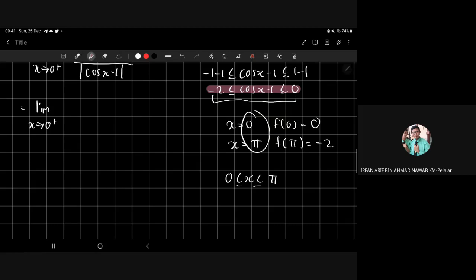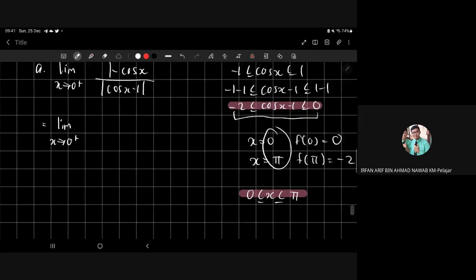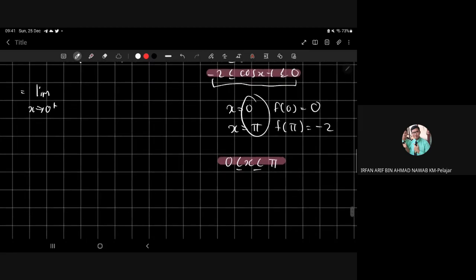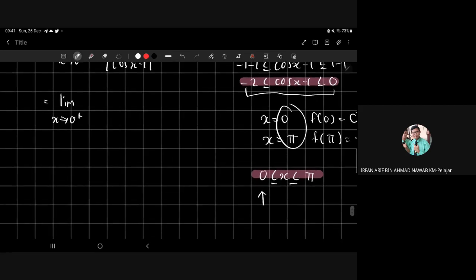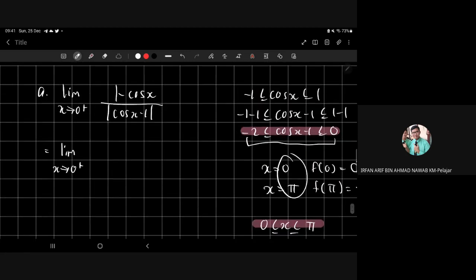So in this range, whenever we substitute x values in this range, the cosine of x minus 1 will always be negative. But why am I focusing on this range? Because it has 0 in it, meaning that the limit wants us to find where x is approaching 0 from the right. So when x is approaching 0 from the right, cosine of x minus 1 will still be negative, meaning that it will be like this.